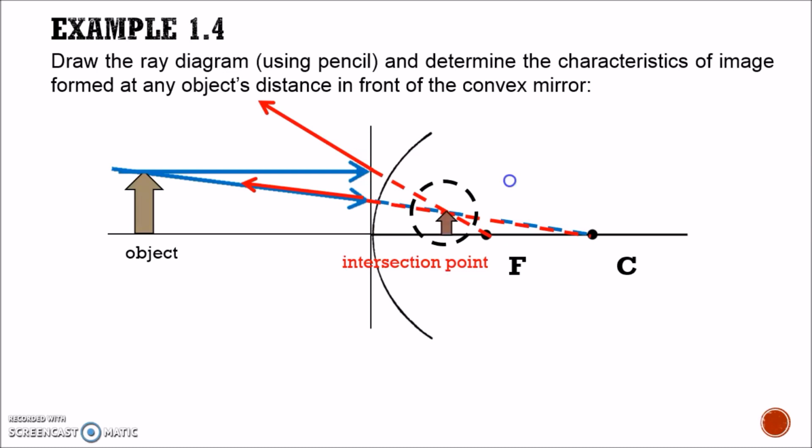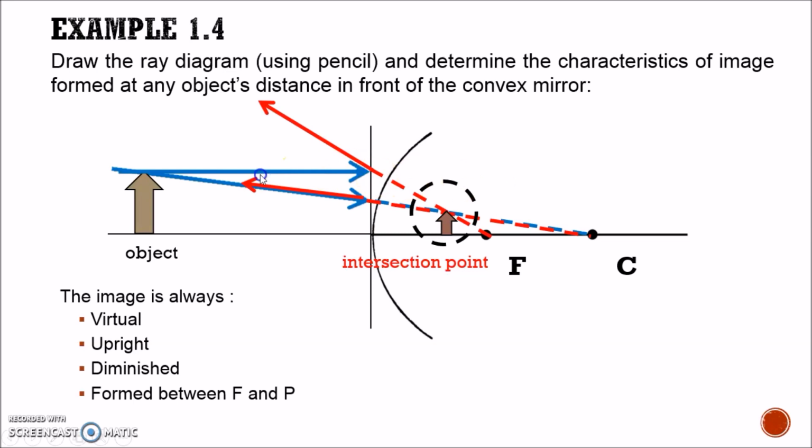The characteristics of the image are virtual because it is formed behind or at the back of the mirror, upright, diminished, and formed between point F and point P, vertex P right here.